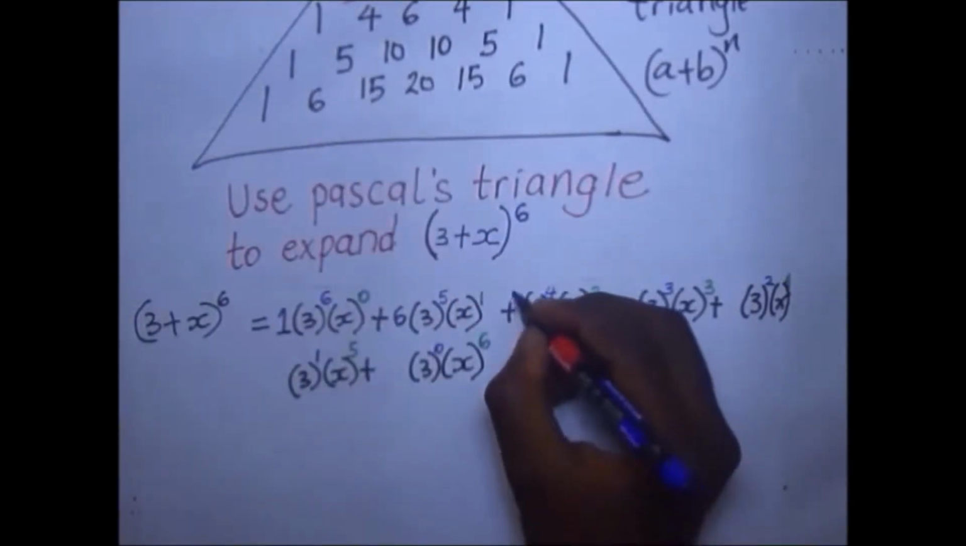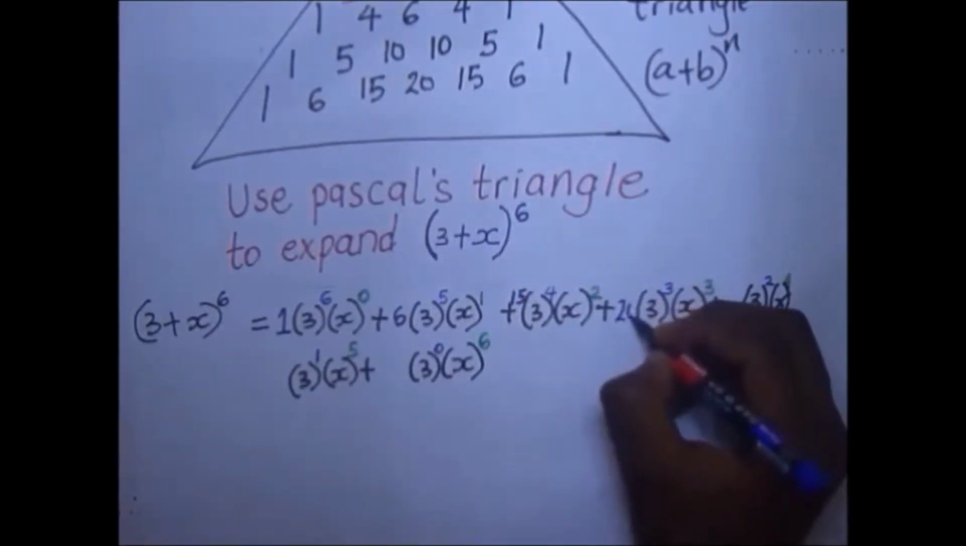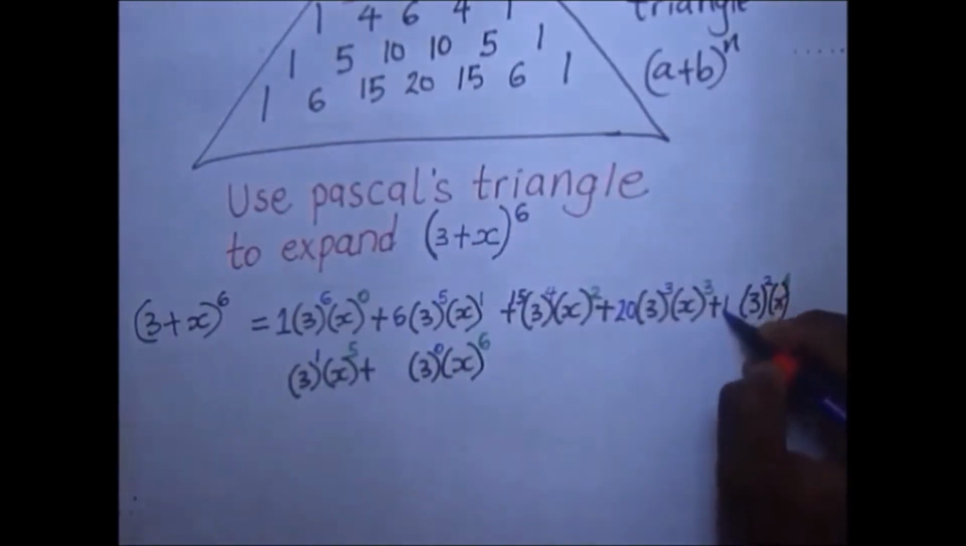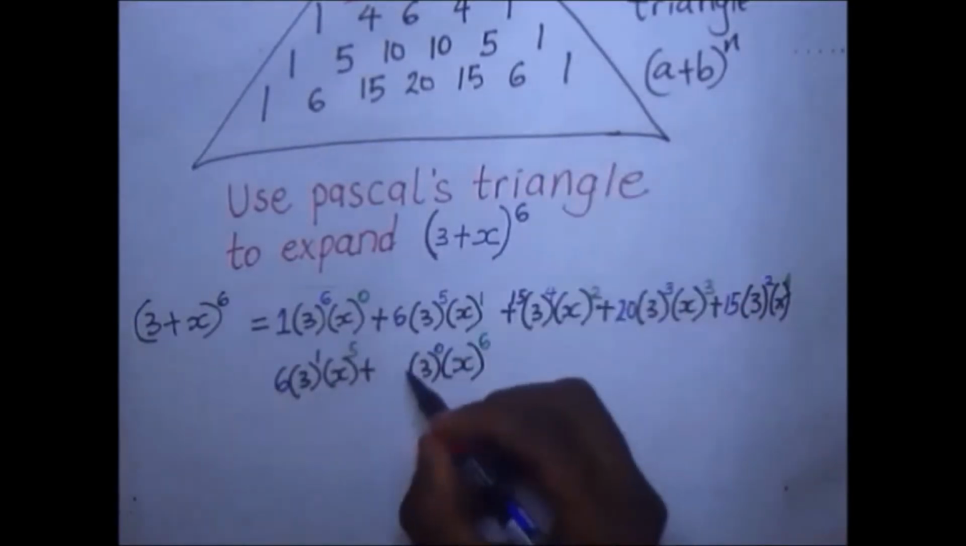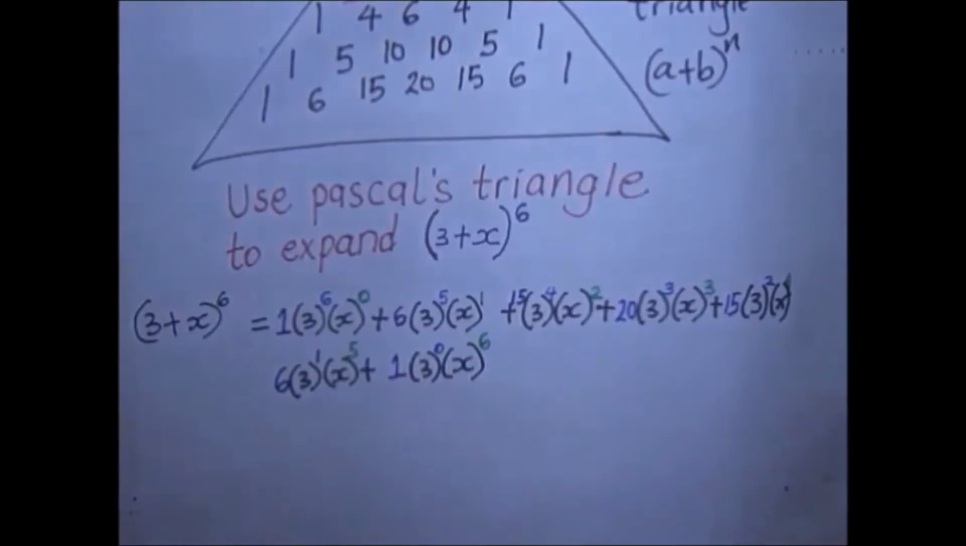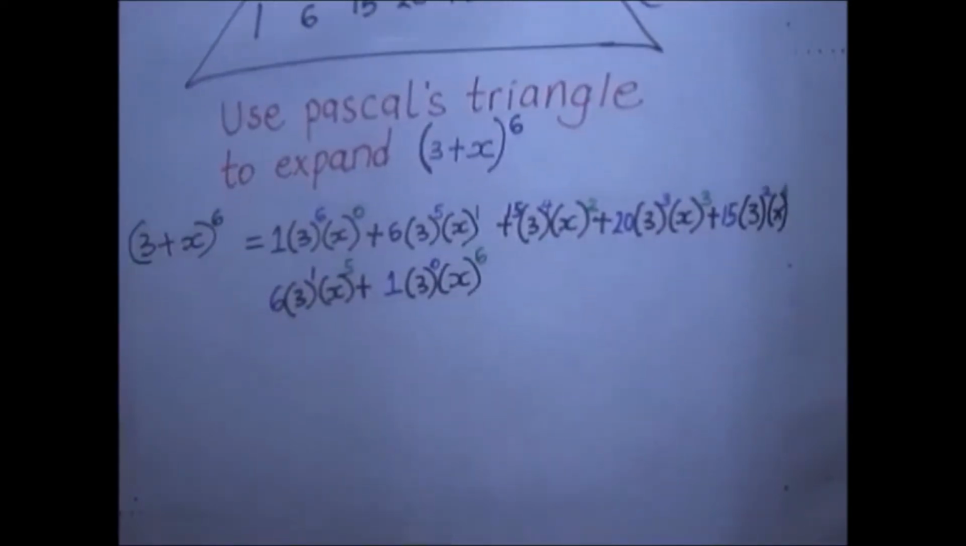The next one is 15. The next one is 20. The next one is 15. The next one is 6. And the next one is 1. So after adding the powers and adding all the coefficients, we now begin doing the rest of the arithmetic. There we have already expanded. It's like we've already gotten our answer. So we continue.